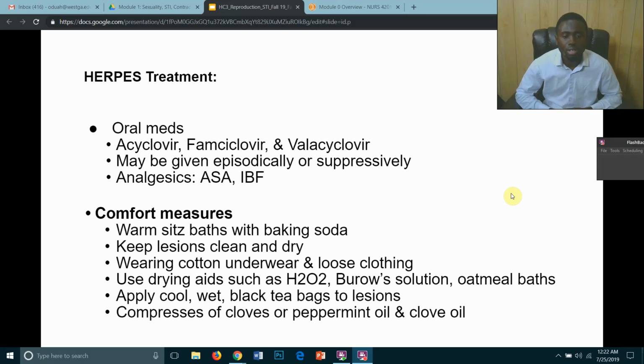Instruct them to also report the side effects and risk versus benefits of antiviral agents that they are going to be prescribed. And then when they visit their healthcare provider or when they meet new partners, encourage them to discuss their diagnosis with these partners.